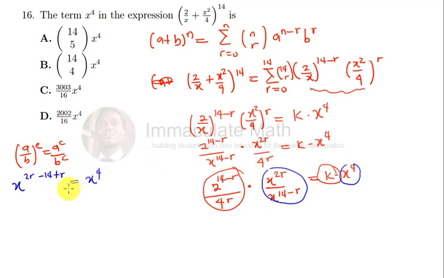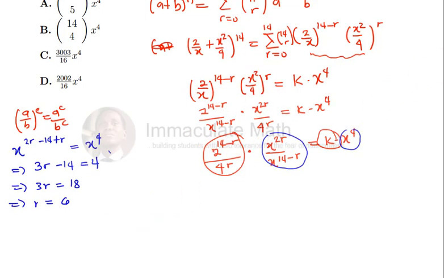So that means I'm going to have 3r. If I equate the base, that means 2r plus r, so I'm going to have 3r minus 14 equals 4. If I collect like terms, I'm going to have 3r equals 14 plus 4, which is 18. So r is equal to 6. So if my r is 6, what does that imply?